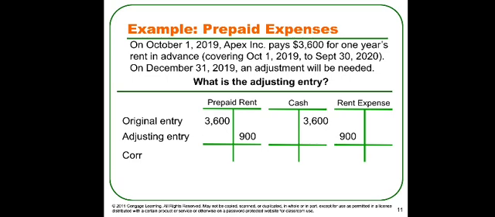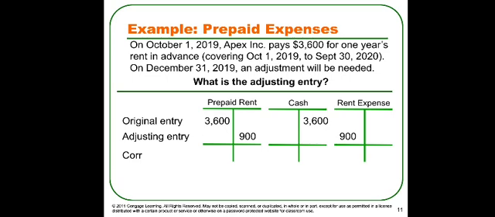From October 1st to 31st of December 2019, 3 months has passed. So 3 months means how much? The rental expense: 3 months times $300 per month. So for the 3 months, the rental expense is 900. Okay, 900 for 3 months.